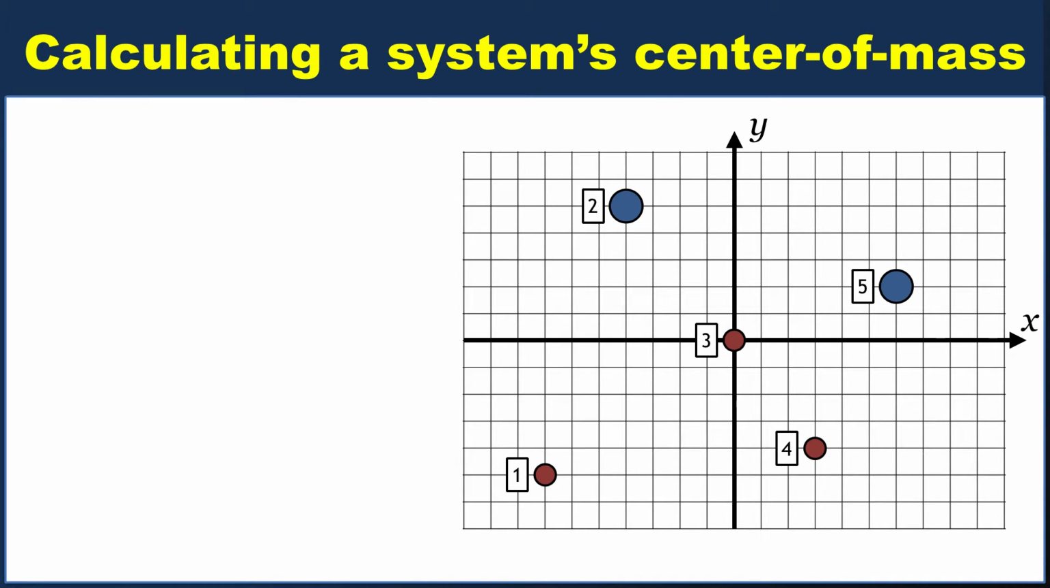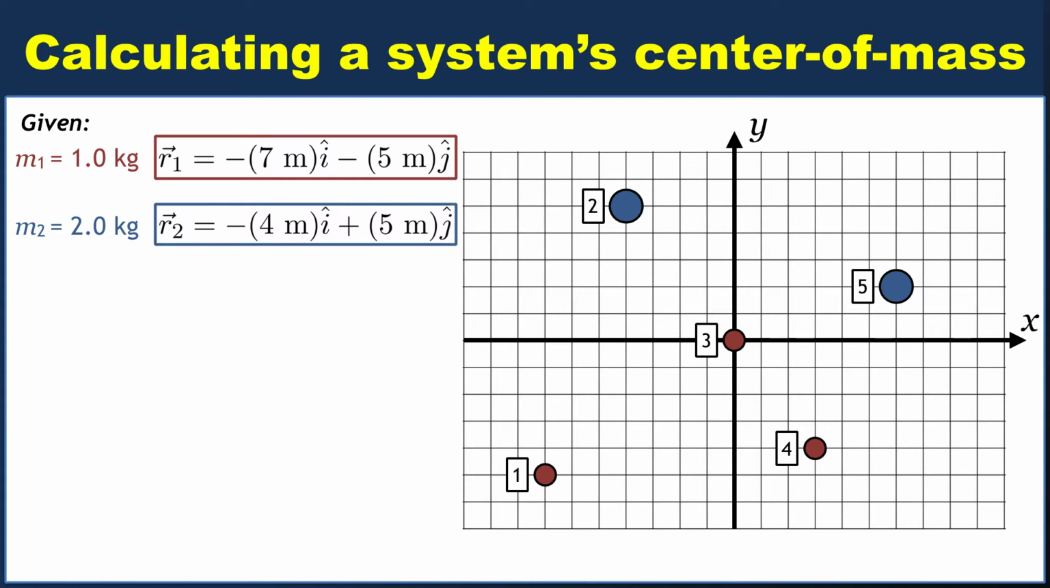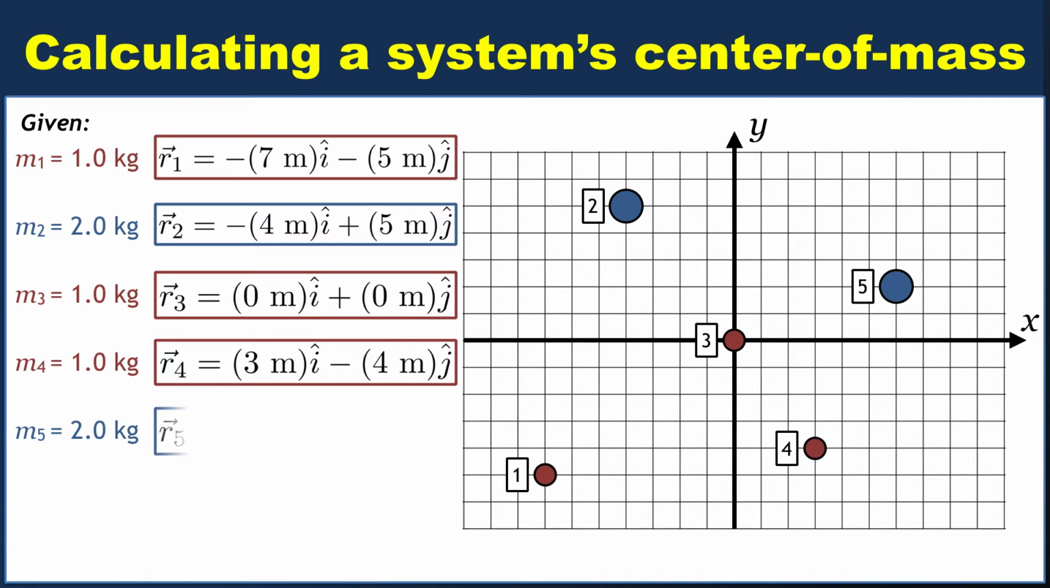So now we just want to go through and list the masses and their position vectors for each of these things, bearing in mind that the origin is located at point 3. So M1, I said the red ones have a mass of 1 kilogram, and its position vector relative to point 3 is minus 7 meters I hat, minus 5 meters J hat. Similarly, for mass 2, its mass is 2 kilograms now, and that's its position vector. Mass 3 is located at the origin. It has a mass of 1 kilogram. Mass 4, there's its mass and position vector, and similarly for mass 5.